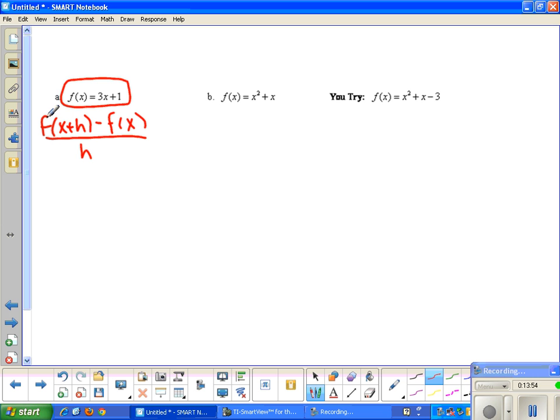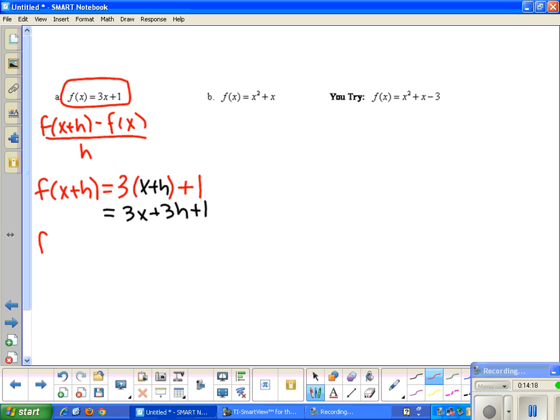So for the first part, I have my equation, we're doing f of x plus h. If it helps to do them separately, you can. So this is what I'm going to do first. So f of x plus h would mean everywhere we see an x, we're going to plug in x plus h. So that goes in here. And now I simplify. So I get 3x plus 3h plus 1.